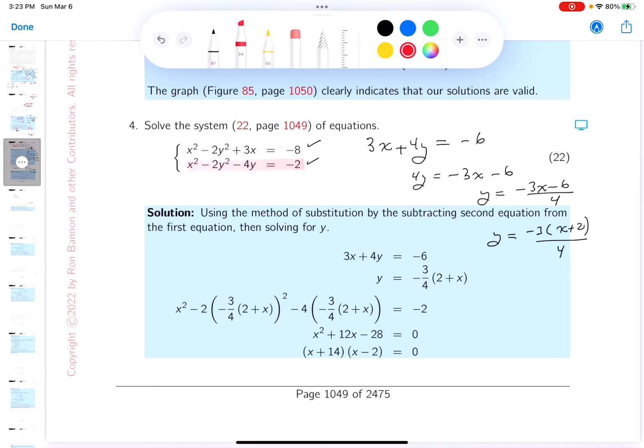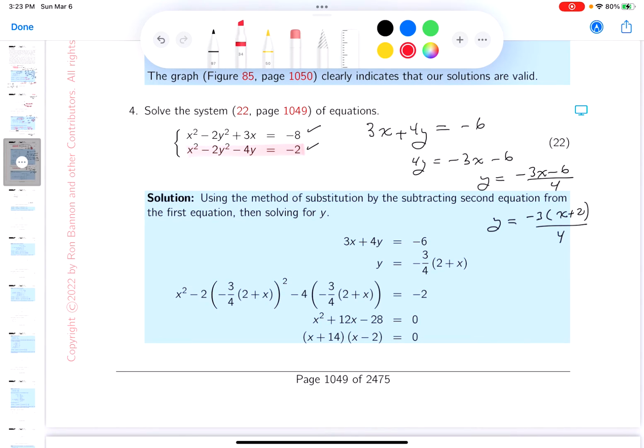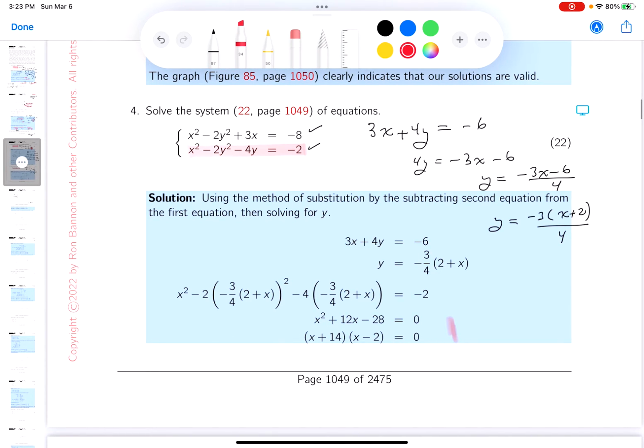What do I need to do now? I need to plug it in. Right? So what am I going to do? I'm going to plug it in now. So what do you get? You get x. Whoops, I'm sorry about that. You definitely get x squared. Now, you're going to get minus 2y squared. Let me write this down. Minus 2y squared. What's y squared? It's 9 times x plus 2 squared over 16.